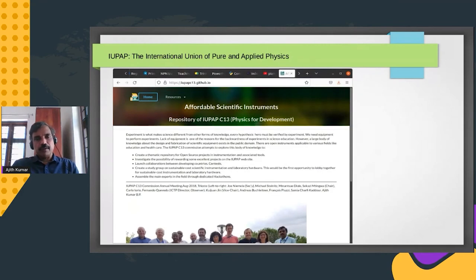This was another area I'm continuing to interact in: IUPAP, the international organization. There are different commissions in different subjects. There is something called Commission C13 for Physics for Development. In that, we have a small group for affordable scientific instruments. Here also, what we are mainly doing is looking for proper open hardware that is useful in the field of education and compiling it here, and also planning to support in different ways. So this is some work which is going on at a different level.